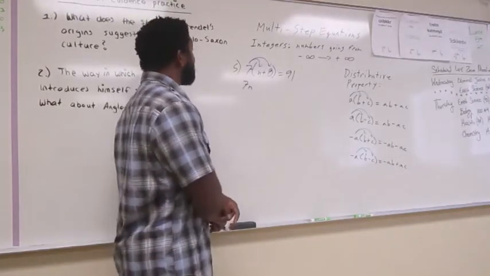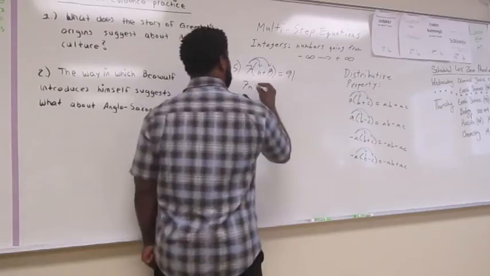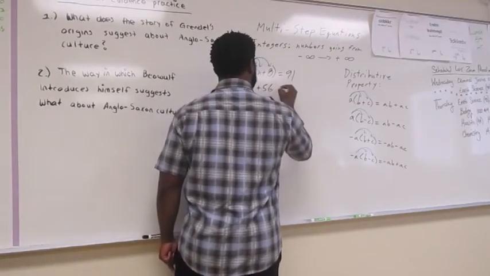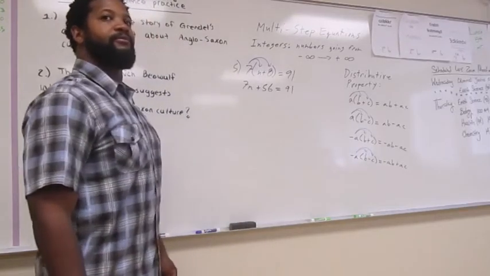Let's work, people. 7 times 8. 56. So it's plus 56. Then you take the equal to the 91, bring it down. Then you do like terms, you do negative 56.